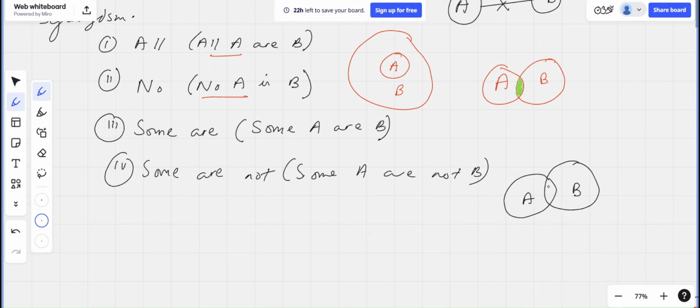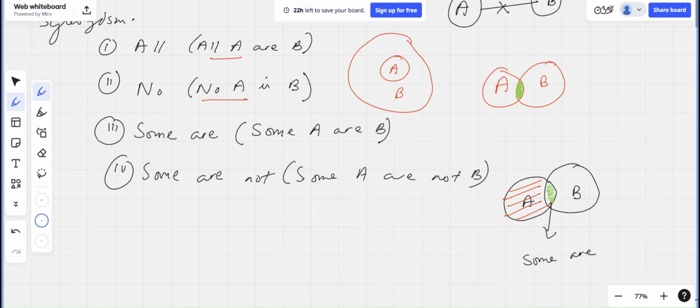The green part is the "some are". This means that some A are B, some B are A. I hope you get it. But what about some are not? If it says some A are not B, the red part, that's the truth, right? The red part is not B, it's just saying that. Some A are not B, that's the answer. I hope you get it.